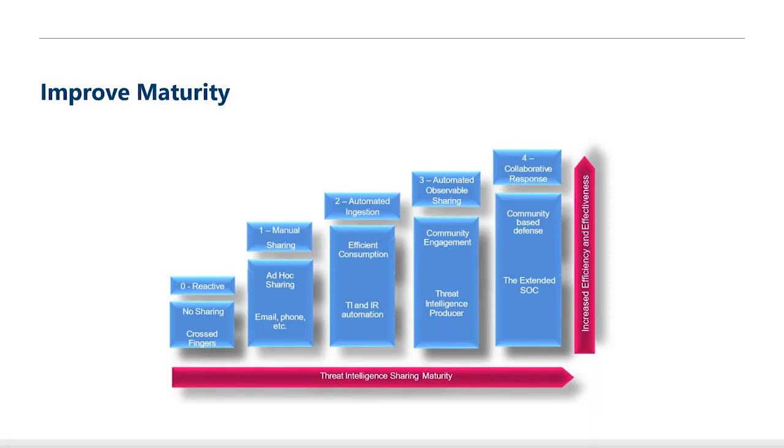Then, of course, there are lots of vendors, for instance, lots of firewall vendors, lots of security vendors, which also provide STIX and TAXII server feeds and feeds which can be utilized by your security operations center folks and some other security tools also. And of course, level three is more about automated observable sharing. So this is about an active community engagement.